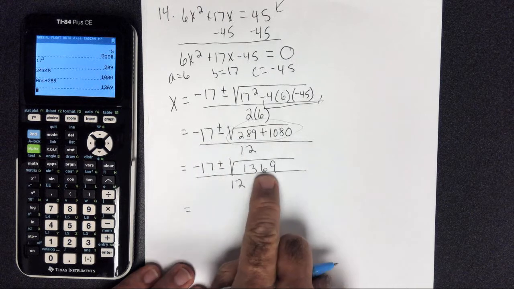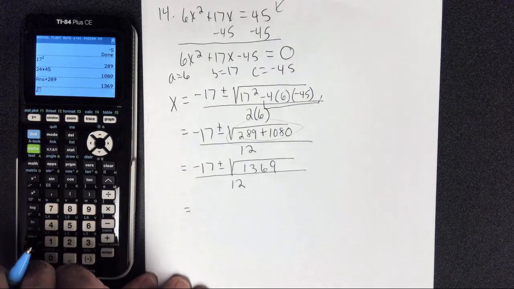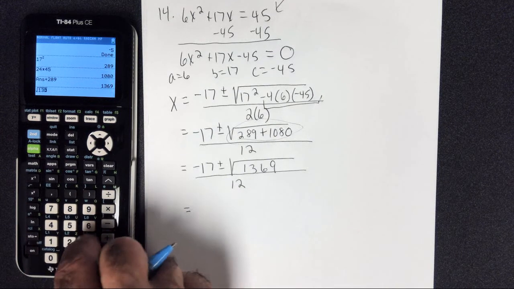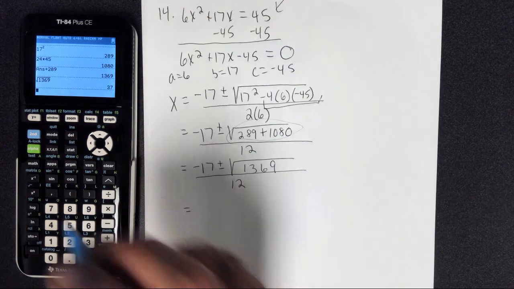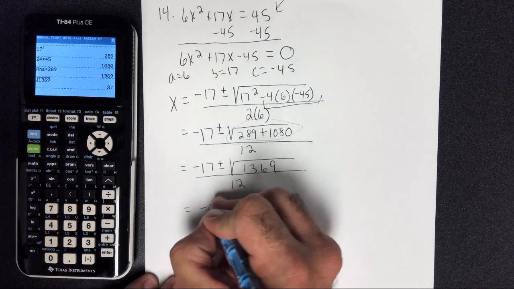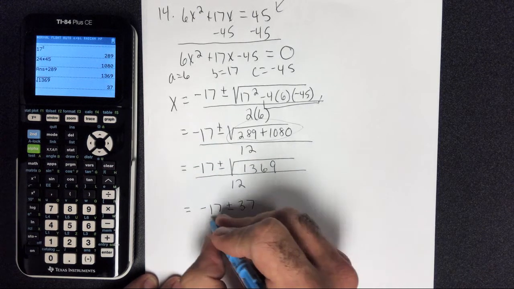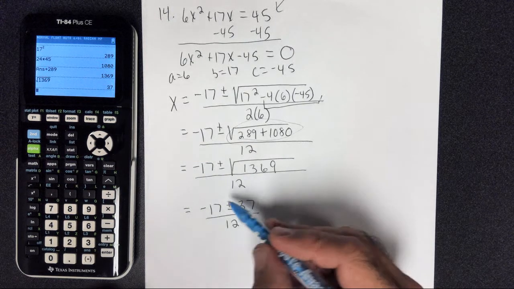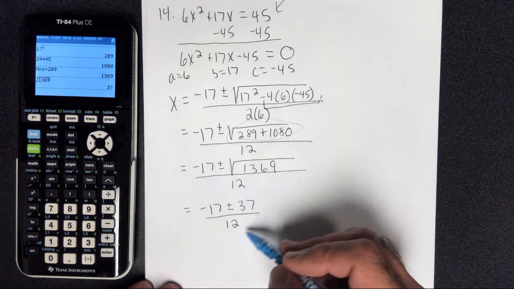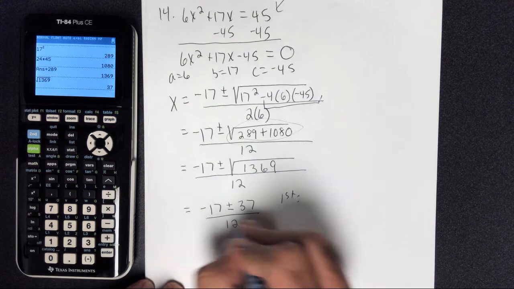So the next thing, let's see if we can take the square root. So square root of 1369 is, oh, look at that, it equals 37. So this becomes negative 17 plus or minus 37 over 12. Now, 37, 17, and 12 don't all have the same numbers, so we've got to get our two answers by using the whole thing.